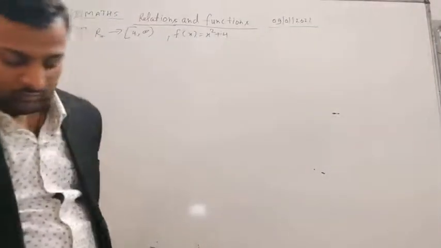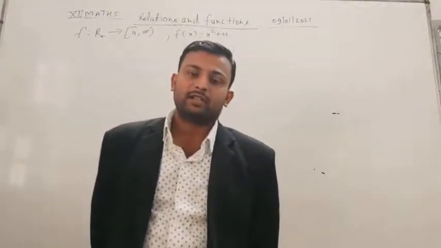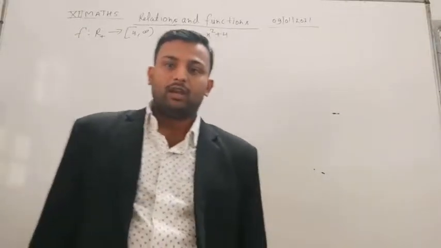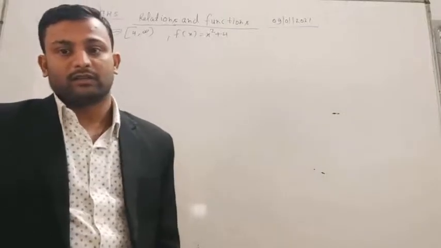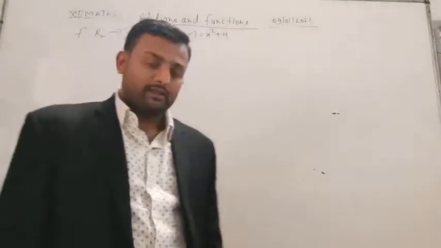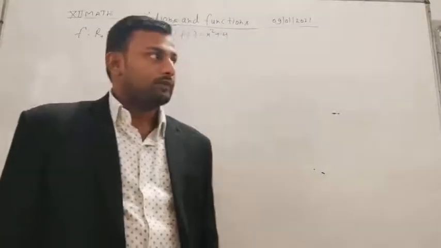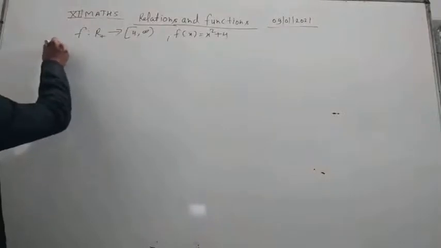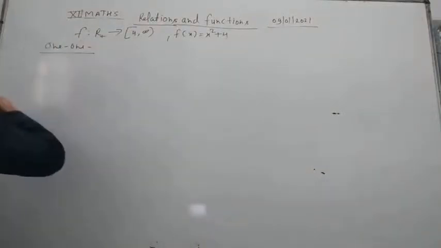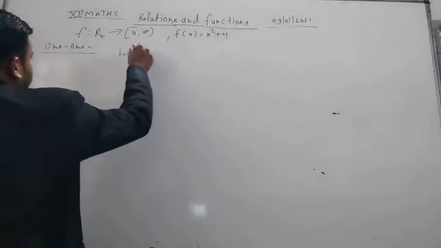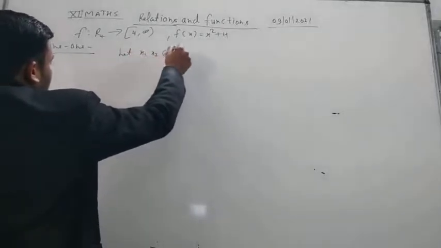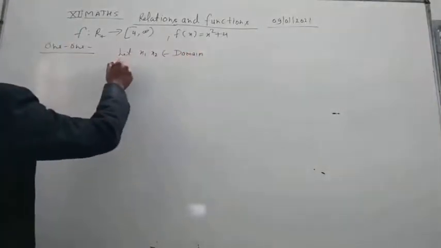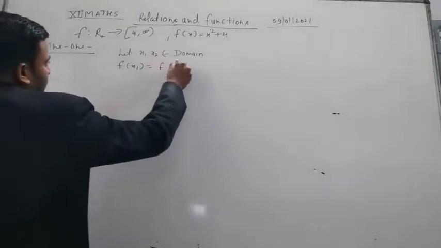Students, we have to prove that this function is an invertible function. So you know the inverse of a function exists only when the function is bijective. And a function is bijective means that the function is one-one and onto. So first of all, we will check whether the function is one-one or not. So we will take two elements belonging to its domain. Now we write f(x1) is equal to f(x2).